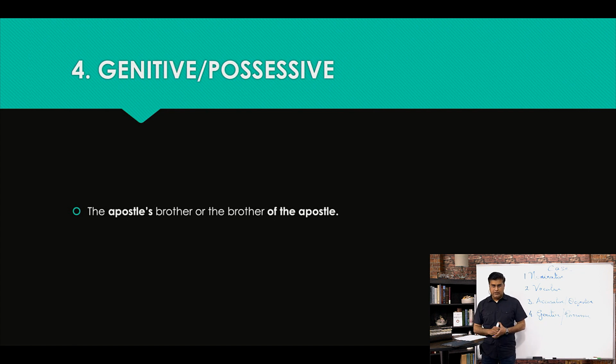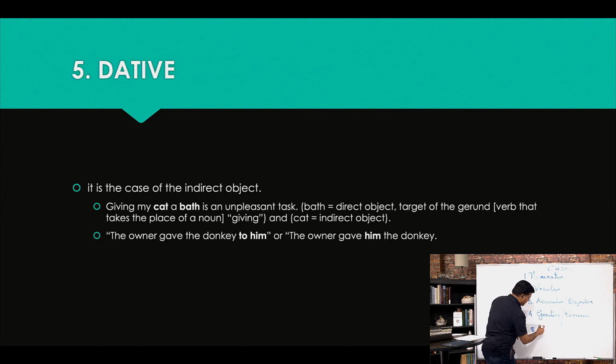Genitive case. In Greek, it's just one word. Just a word. We don't need "of the." Just one word that's been inflected to reflect the genitive. The fifth case is known as dative.